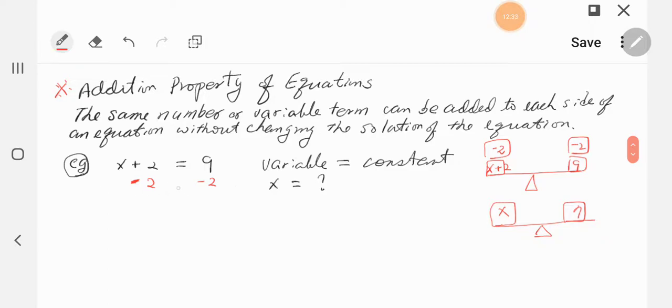Then once we simplify the left-hand side, 2 and minus 2 becomes 0, right? So x equals 9 minus 2, which is 7. So 7 is the solution. Okay. So finally, we wrote it in the form variable is equal to constant. So 7 is the solution. Okay. This is how we apply the addition property of equations.